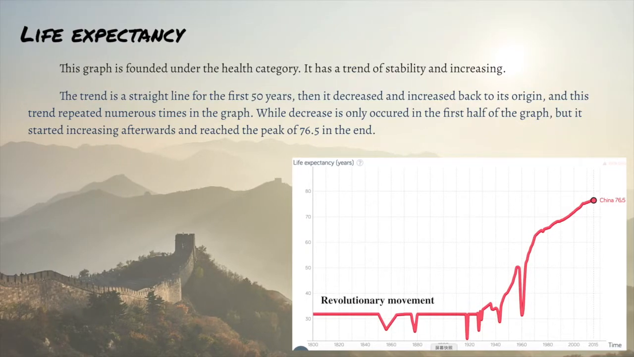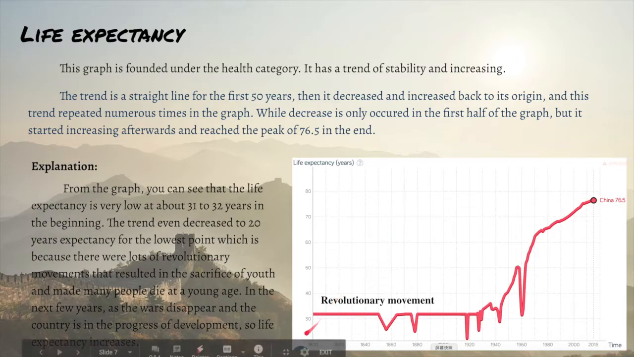This graph for life expectancy is found under the health category and has a trend of stability and increasing, also decreasing. From that graph, you can see that life expectancy is very low, about 31 to 32 in the beginning. The trend even decreased to 20 years of expectancy at the lowest point, because there were lots of revolutionary movements that resulted in the sacrifice of the young, and many people died at a young age. In the next few years, as the wars disappeared and the country progressed in development, life expectancy increased.